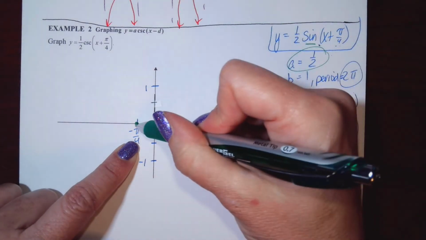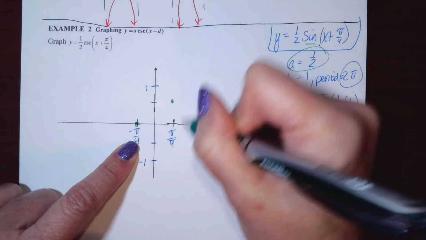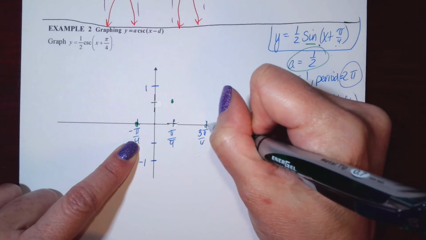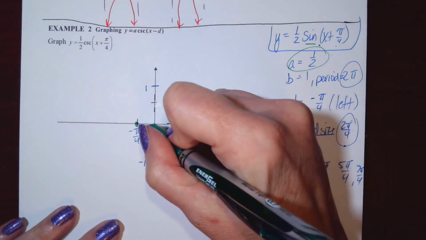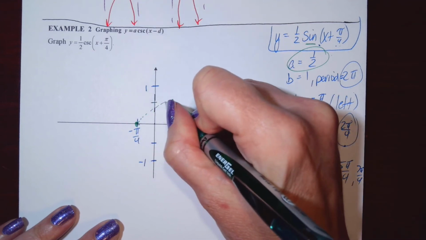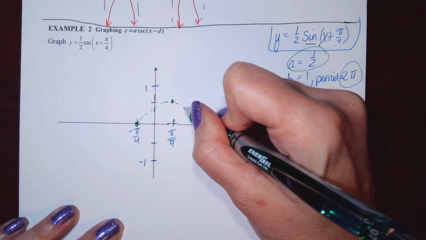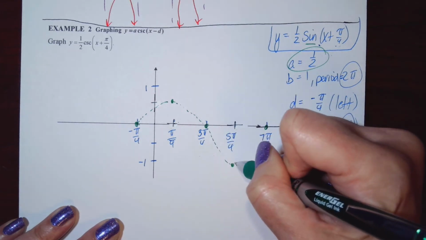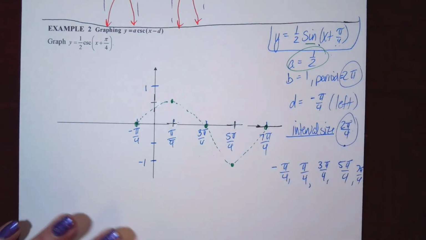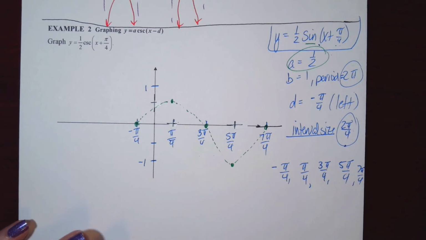Let's try again. Center, peak is over here. Center, trough, and then back to center. That's my sine function that I'm going to dot in because it's not the graph I'm looking for. It's the graph that structures the graph I'm looking for. One cycle. There we have it.